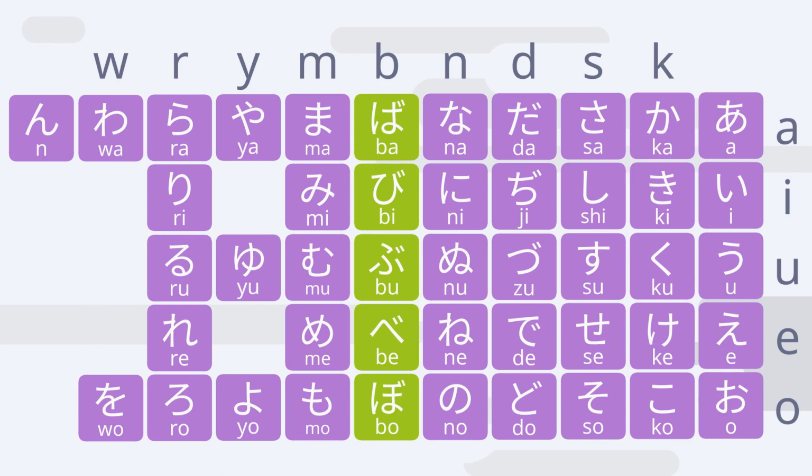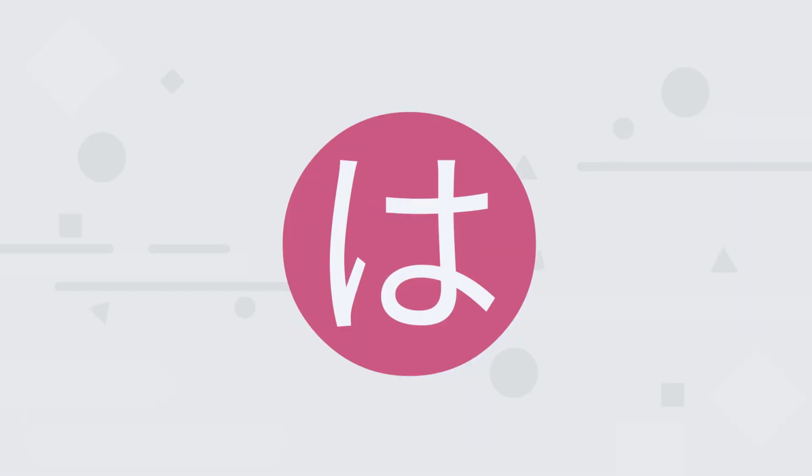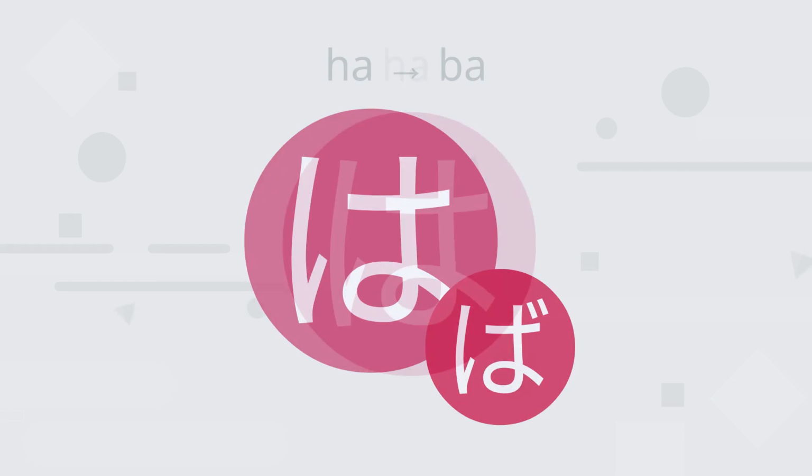In this video, we'll go over the characters ba, bi, bu, be, bo. To review, what is this character? Ha. Ha with the dakten is pronounced ba. Ba.